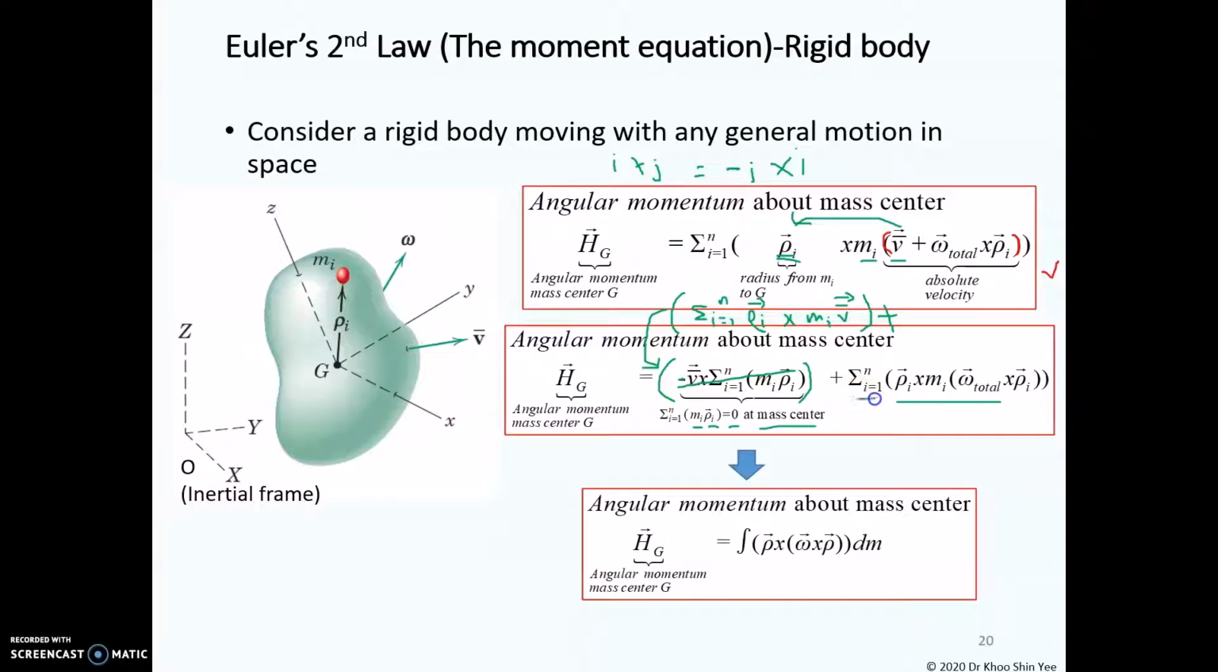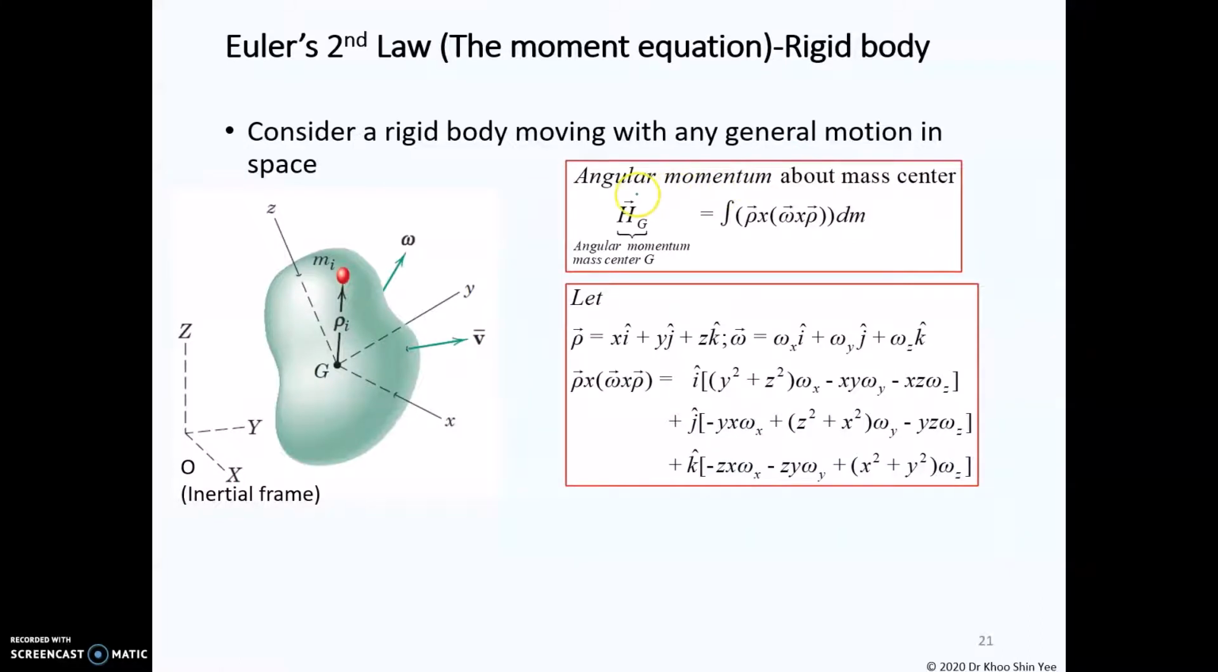The summation of the i particles from 1 to infinity can be rewritten into an integration with respect to dm. This conversion can be done by taking the limit where n approaches infinity and delta m approaches 0, which is very small. We have successfully obtained the angular momentum about the mass center in integration format.